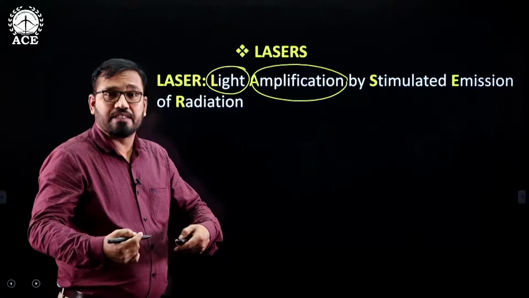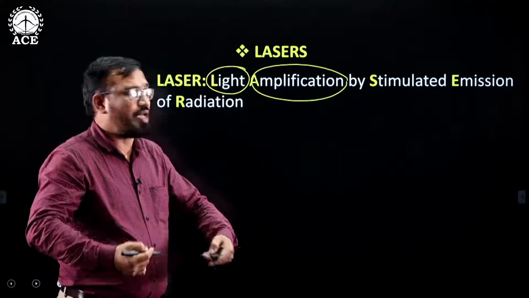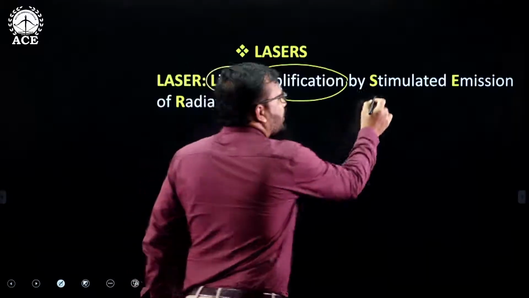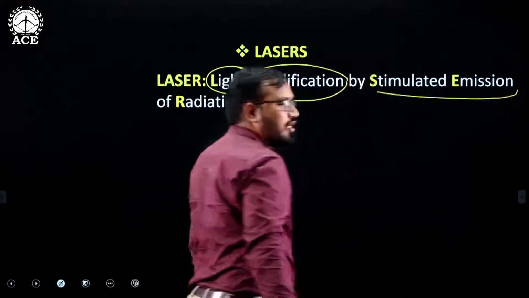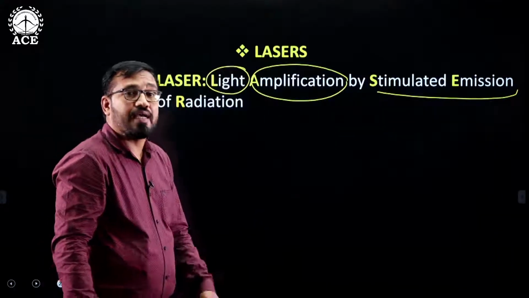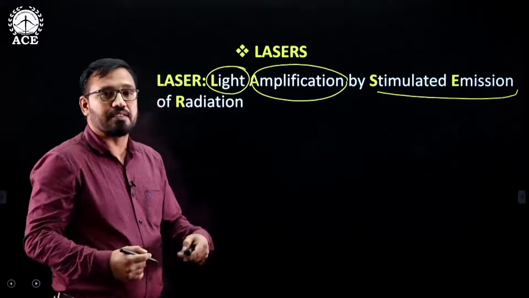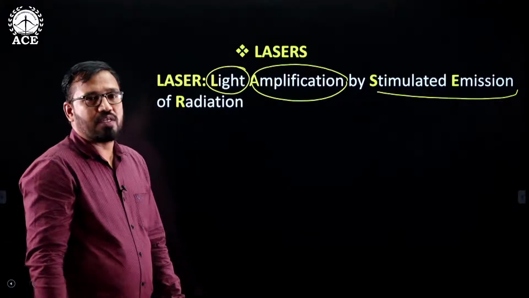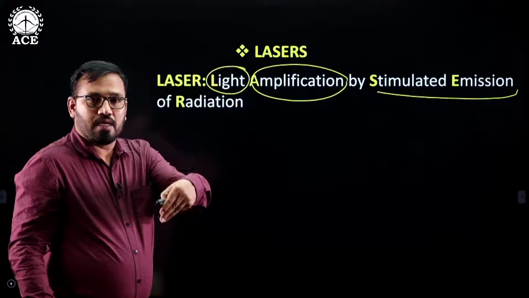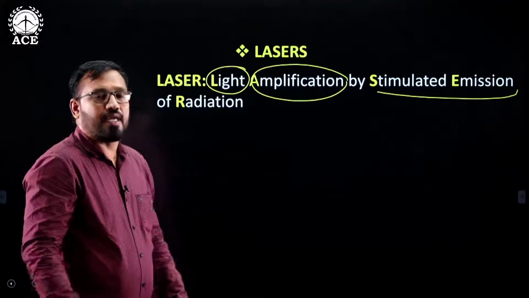Strengthened light means its energy is increased. How is it increased? In the stimulated emission process. In which process is the energy of the light enhanced, meaning increased? In the stimulated emission process, the energy of the light is increased, enhanced.